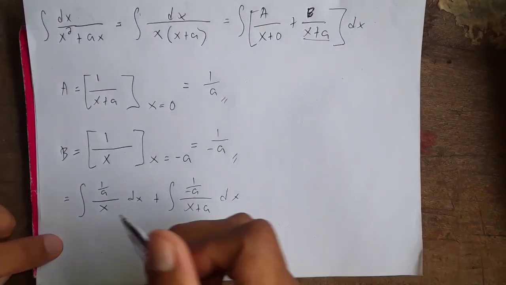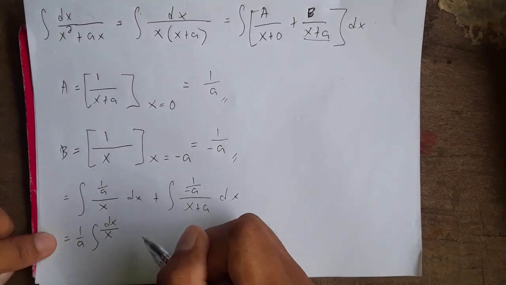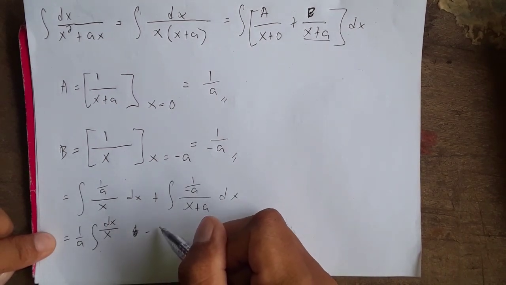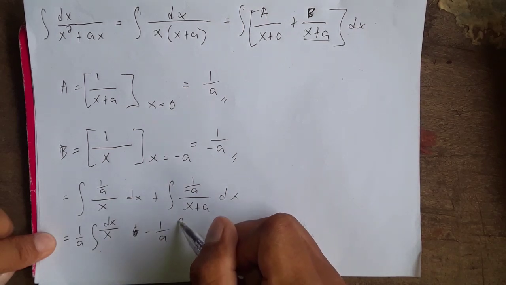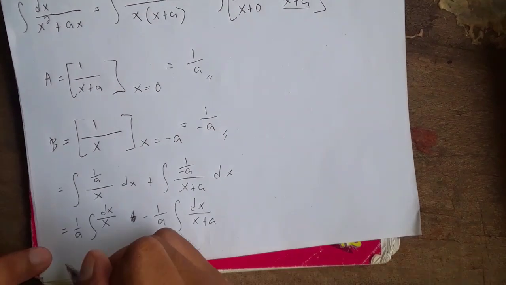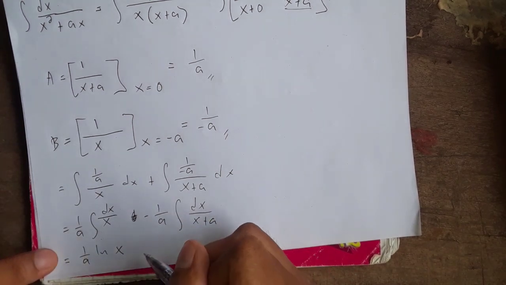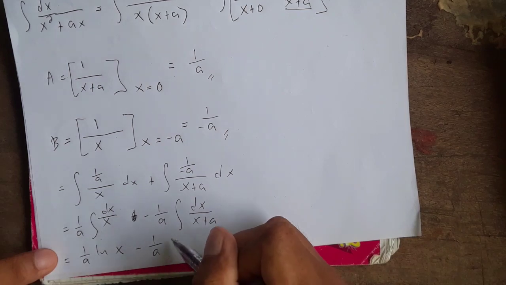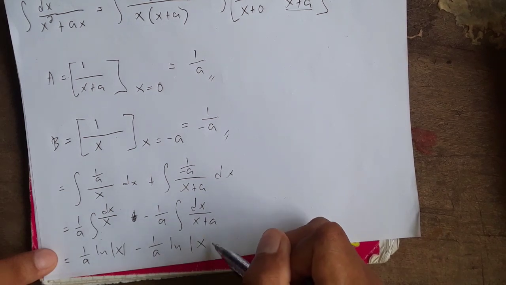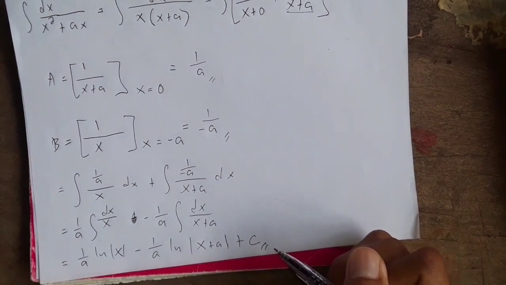then dx. So therefore, by integrating, we have 1 over a integral of dx over x, then minus, because this is negative in the numerator, 1 over a times the integral of dx over x plus a. So by simplifying, we have 1 over a ln of absolute value of x, then minus 1 over a ln of absolute value of the denominator, which is x plus a, then plus an arbitrary constant. So that is the final answer.